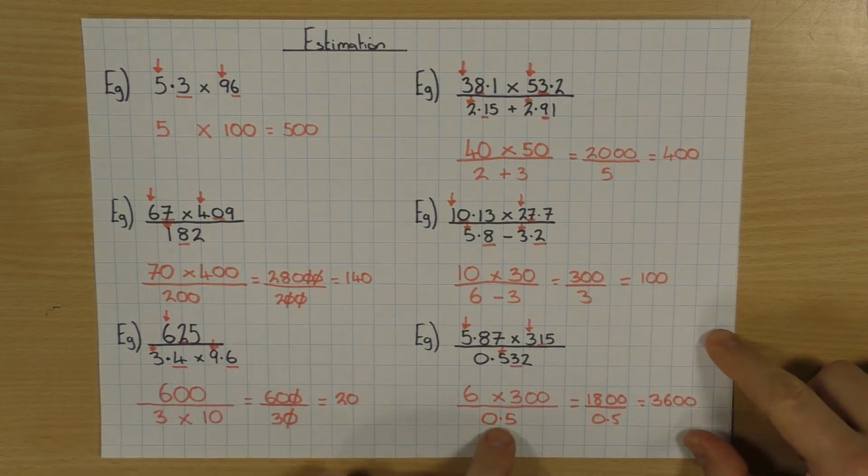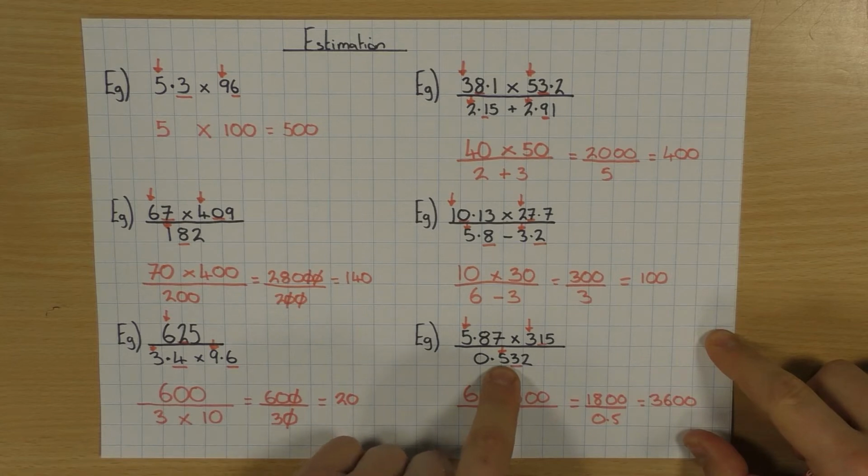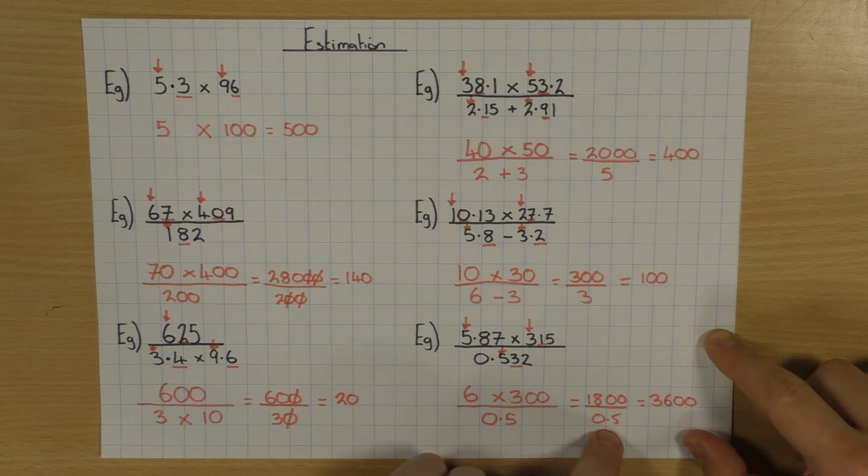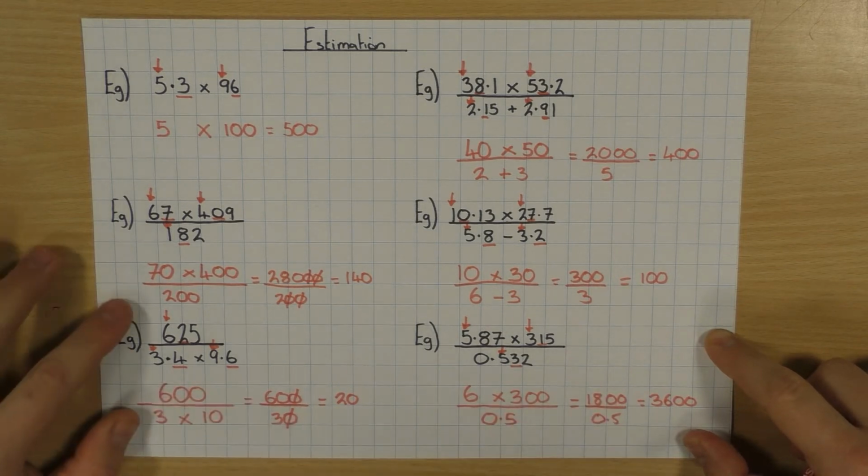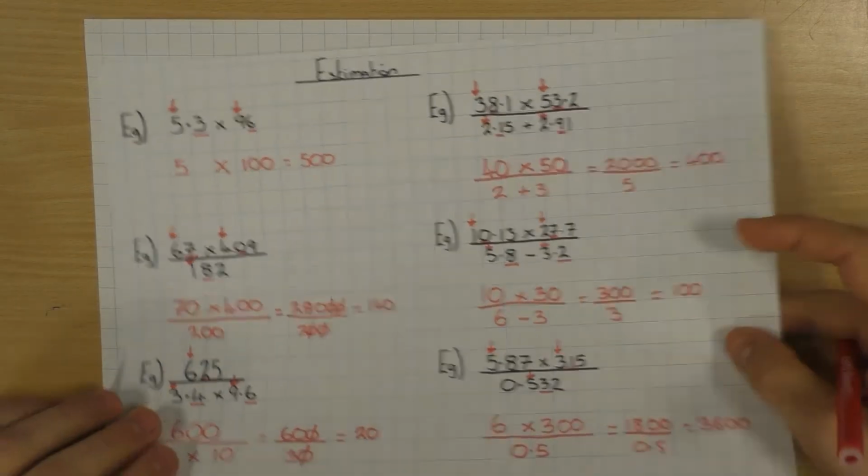Okay, so again, 2 things to watch out for there. Round that to one significant figure. Don't have it as a 0 or 1. And then when you are dividing by 0.5, remember you double it because it goes in twice as many times. Okay, a few more examples to have a look at. Just give me a second to swap them over.